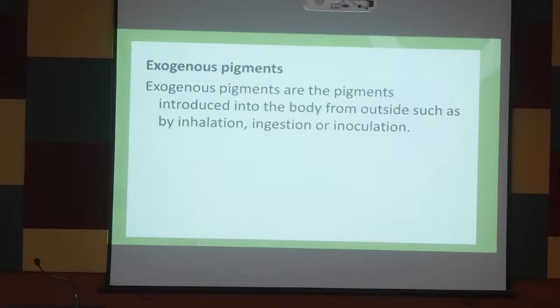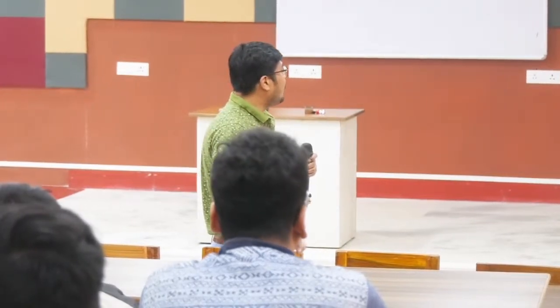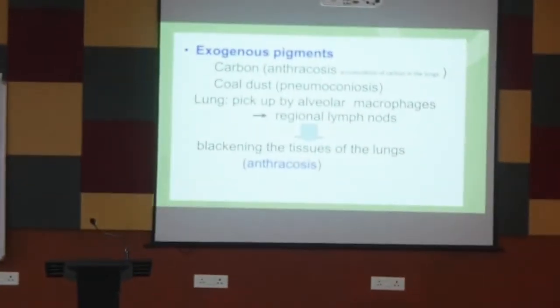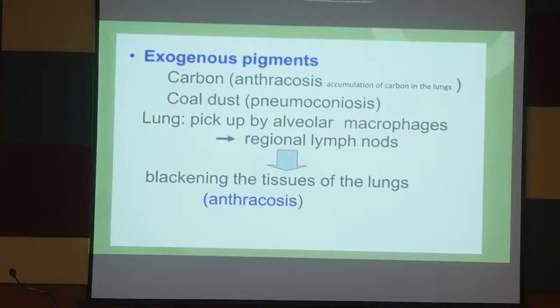And exogenous pigments are inhaled, or introduced by inoculation, injection or ingestion, in the case of coal workers, mine workers, those who have to work in highly polluted areas where a very particulate amount of coal is present in the atmosphere. So exogenous pigments are carbon, anthracosis, accumulation of carbon in lung, coal dust, pneumoconiosis, okay, picked up by the alveolar macrophage and regional lymph node, and blackening of the tissue of the lung, that is anthracosis.